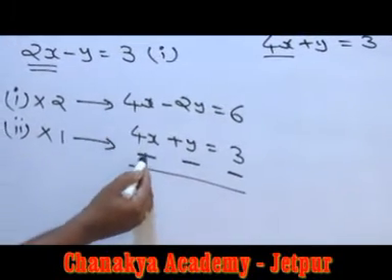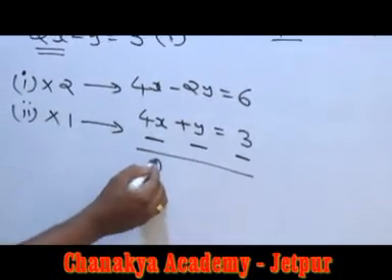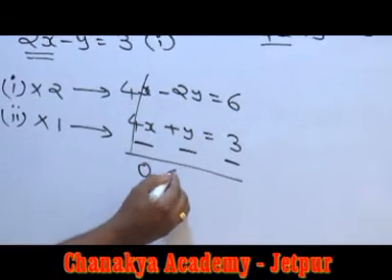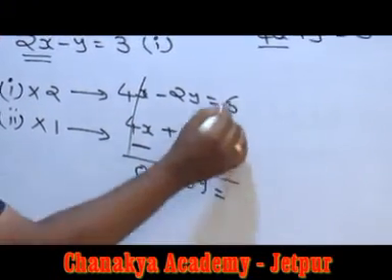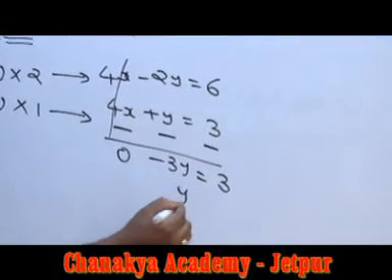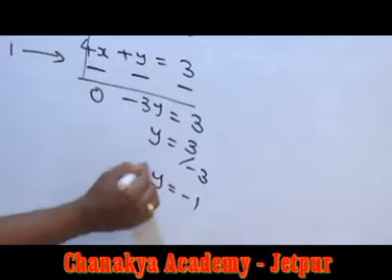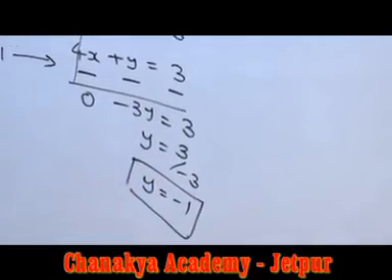Okay students, 4x minus 4x gives 0, that is we have nullified it. Here minus 2y minus y gives minus 3y equal to 6 minus 3 gives 3. Here y equal to 3 by minus 3, y equal to minus 1. Okay, next.